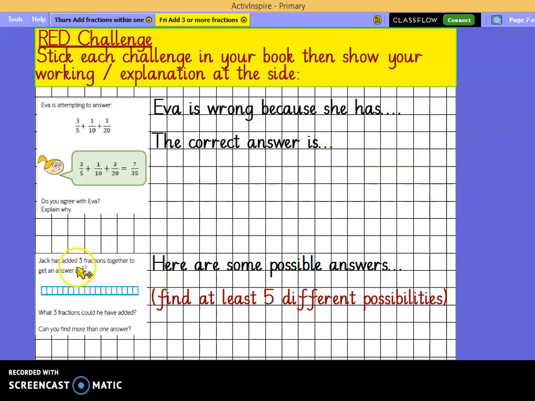On the last one, Jack has 3 fractions and he adds them together to get an answer of 17/18. I'd like you to find at least 5 different possibilities of fractions he could have added, but don't make them all 18ths. Think about other numbers, like halves, or ninths, or sixths, or thirds. Find at least 5 different possibilities to record for this question.